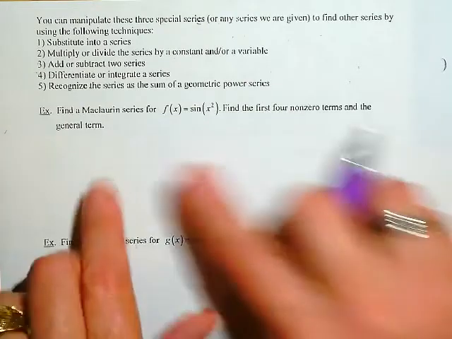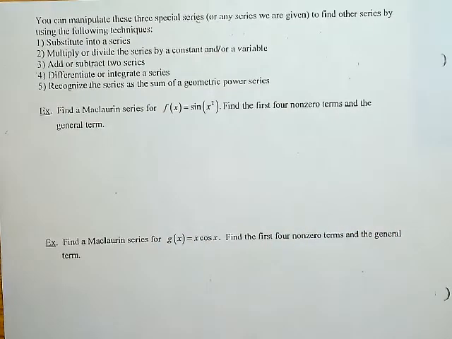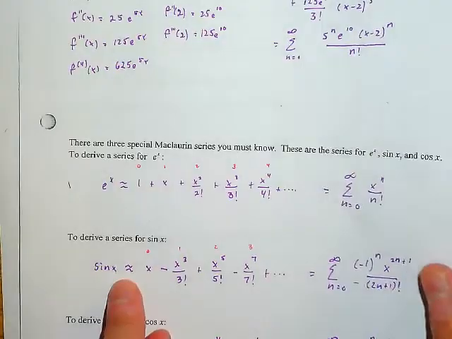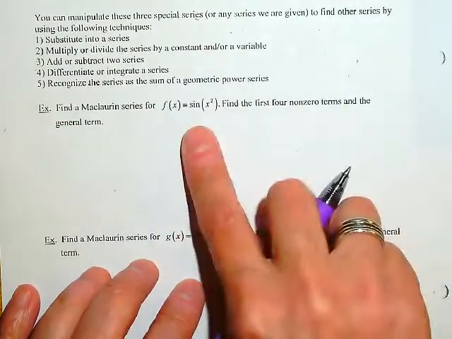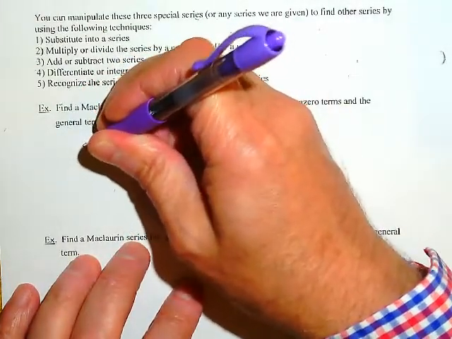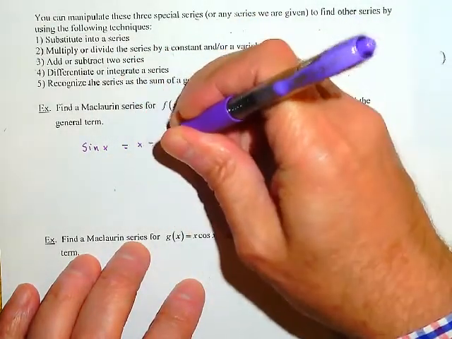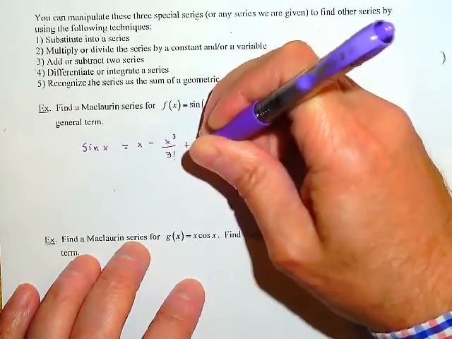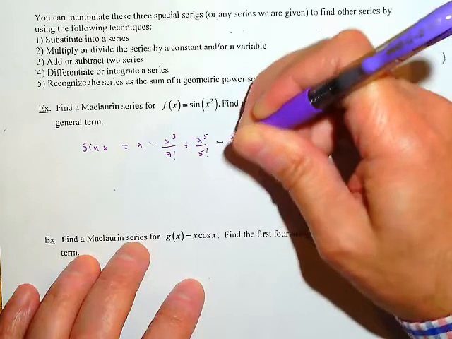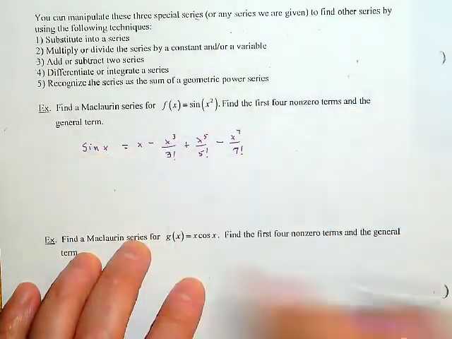So this looks scary. Oh, the sine of x squared. This looks hard. No, all I'm going to do is refer to this right here. I just said, oh yeah, memorize this one, so I've got it memorized. I want the sine of x squared. Well, first I'm going to start with sine of x, and that equals x minus x to the third over 3 factorial, plus x to the fifth over 5 factorial, minus x to the seventh. I want the first 4 non-zero terms and the general term.